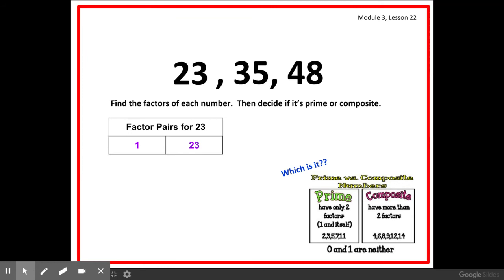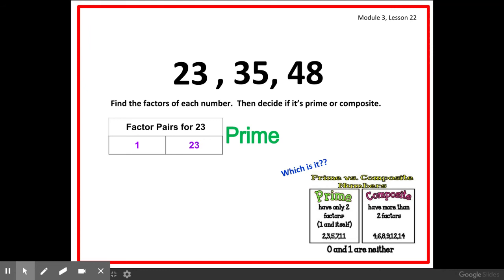Factor pairs for 23 is 1 and 23. I tried 2, I tried 3, I tried 4. Nothing partnered with any of those numbers to make 23 as a product. So, friends, what would we call this? Prime or composite? Did you say prime? Nice job.